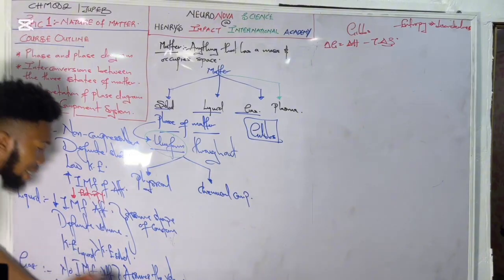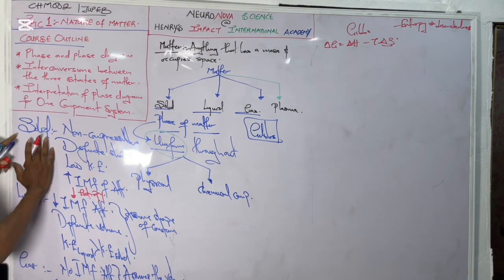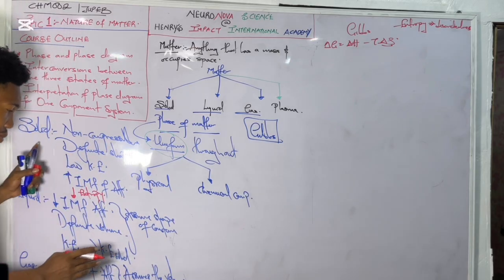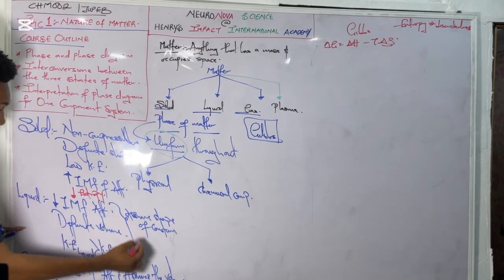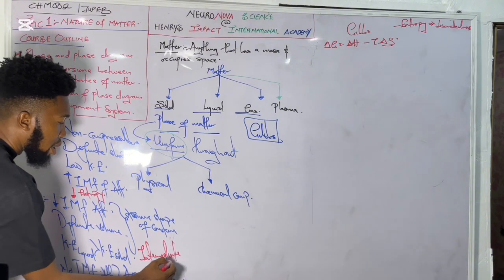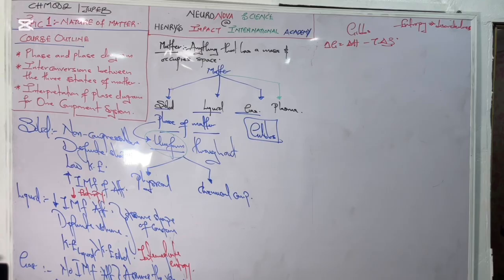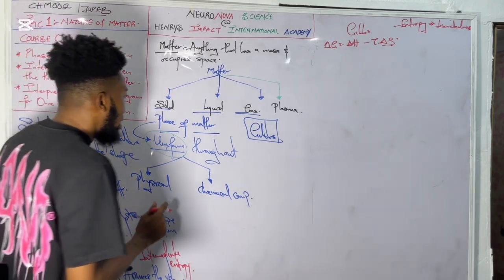So it means that these guys here will be having high entropy, and these will have low entropy because they are very organized. They are less disorganized. Very important. Then liquids here, we will say, are intermediate entropy. Okay, we'll go with that.